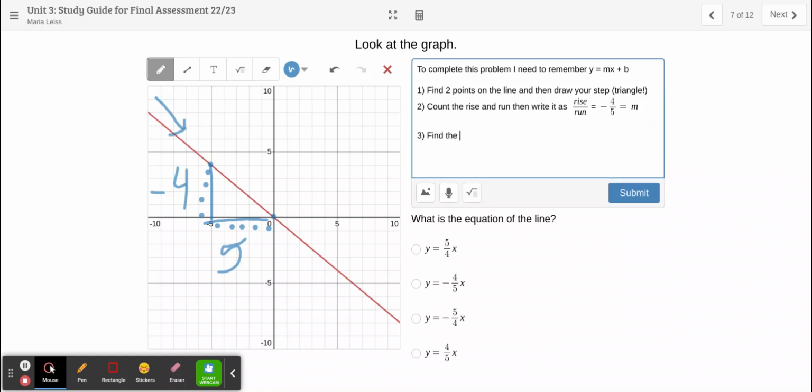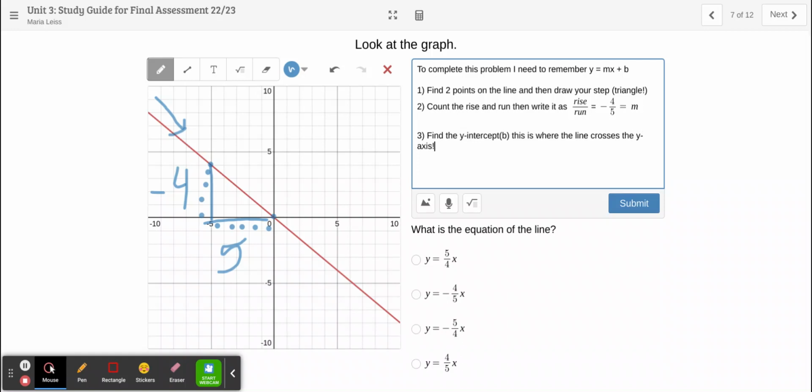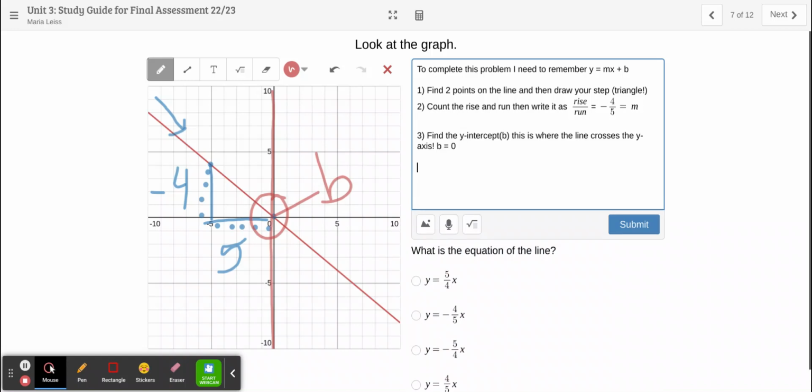Next, find the y-intercept or the b. This is where the line crosses the y-axis. My red line is going down. My y-axis is right here. Where these two meet up is our y-intercept. Here they happen to meet up at 0. So for here, our b is 0.